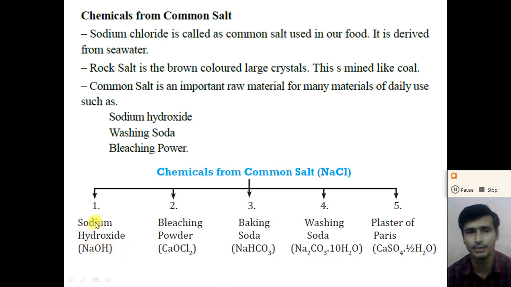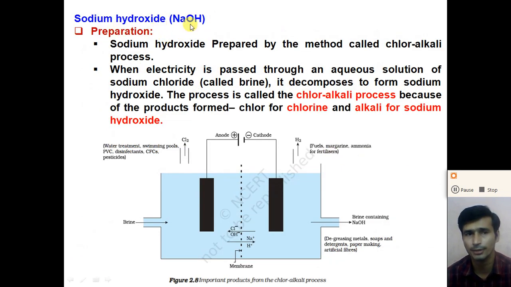first chemical, sodium hydroxide, NaOH, obtained from the common salt NaCl, right? So what is the chemical formula of sodium hydroxide? NaOH, right? Sodium hydroxide is NaOH. This chemical is prepared from the common salt, sodium chloride, right? So how do we prepare NaOH, sodium hydroxide, from sodium chloride?